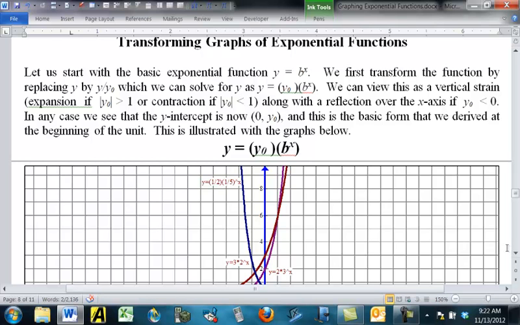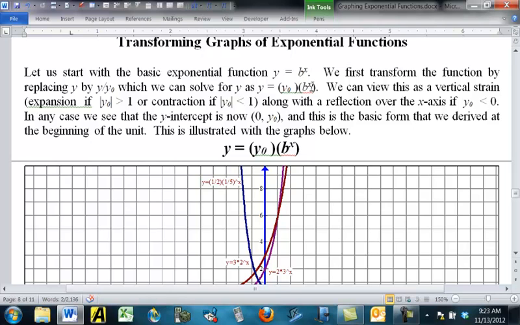If you think about it, this is exactly the same form that we looked at back when we were in our first section on this unit, when we were developing this parallel to the linear functions, and we see that y sub 0 is, of course, the y-coordinate of the y-intercept. But by thinking of it as taking y equals b to the x and replacing y by y divided by y sub 0, we can think of this as a vertical strain, a vertical stretch, or squish. So it's expanded if the absolute value of y sub 0 is greater than 1, and contracted or compressed if the absolute value of y sub 0 is less than 1. Now, if y sub 0 is less than 0, if it's a negative number, this is also going to give us a flip over the x-axis.